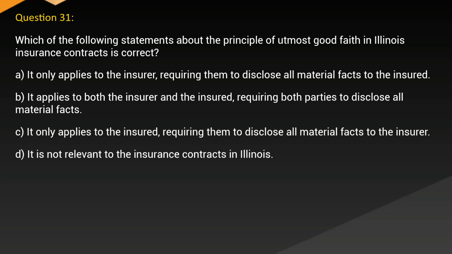Question 31. Which of the following statements about the principle of utmost good faith in Illinois insurance contracts is correct? A. It only applies to the insurer, requiring them to disclose all material facts to the insured. B. It applies to both the insurer and the insured, requiring both parties to disclose all material facts. C. It only applies to the insured, requiring them to disclose all material facts to the insurer. D. It is not relevant to the insurance contracts in Illinois.